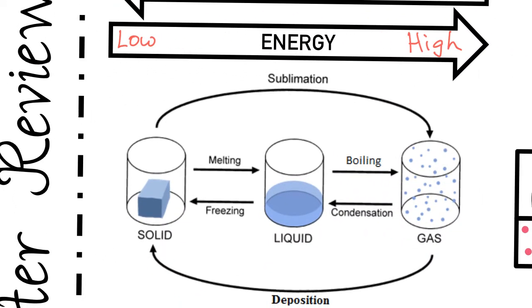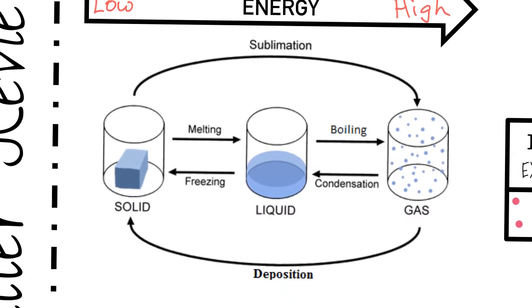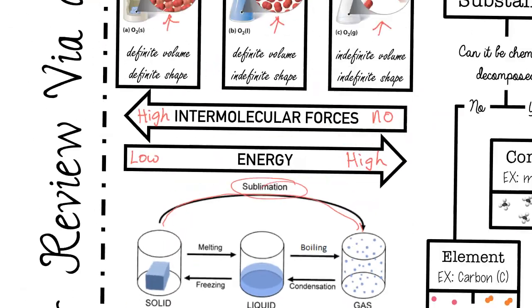We also talked about phase changes. If you go straight from a solid to a gas, that's going to be sublimation. If you're going straight from a gas to a solid, that's deposition. And then you're already familiar with melting, boiling, freezing, and condensation when you're turning a gas back into a liquid.